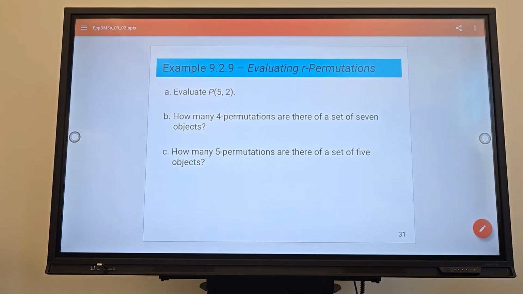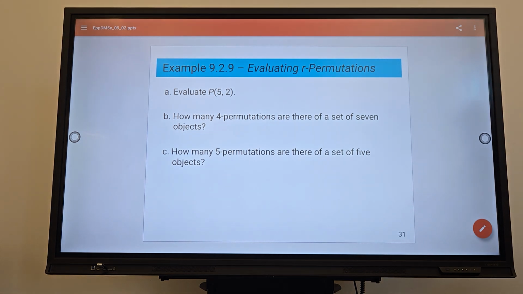So evaluate P of 5 and 2. How many 4 permutations are there of a set of 7 objects? How many 5 permutations are there of a set of 5 objects?